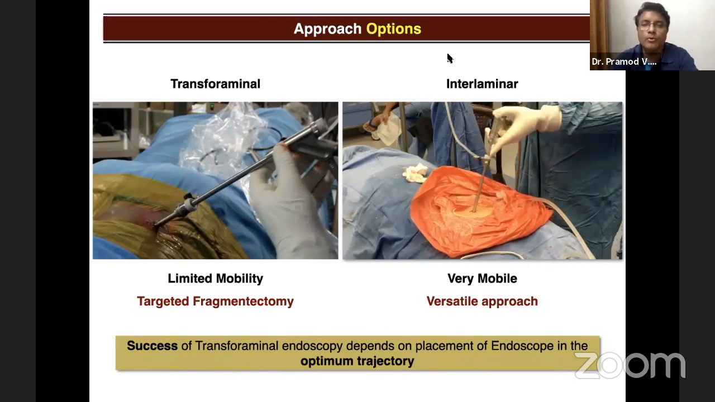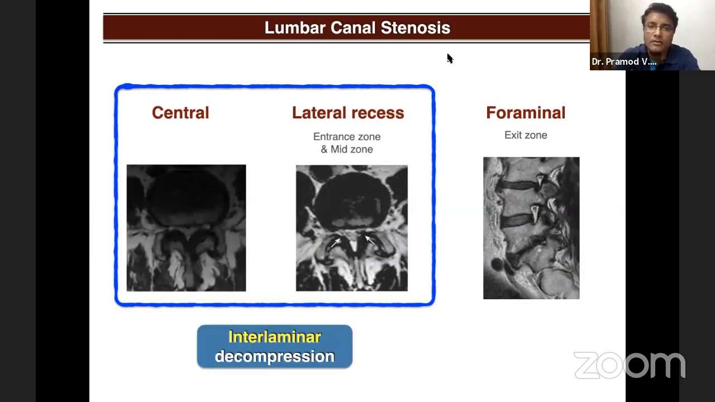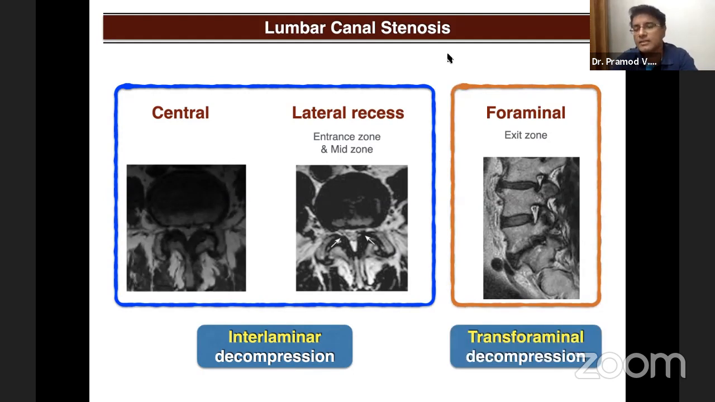So when we come to lumbar canal stenosis, I think central and lateral recess stenosis is best treated by the interlaminar approach. Whereas for foraminal decompression, it is always the transforaminal approach. You cannot decompress a foraminal or an extra foraminal zone by using an interlaminar approach unless you violate the facet. There are some surgeons who use a transforaminal approach to decompress the lateral recess stenosis. But this is again a very debatable subject and we can go on for hours on that.